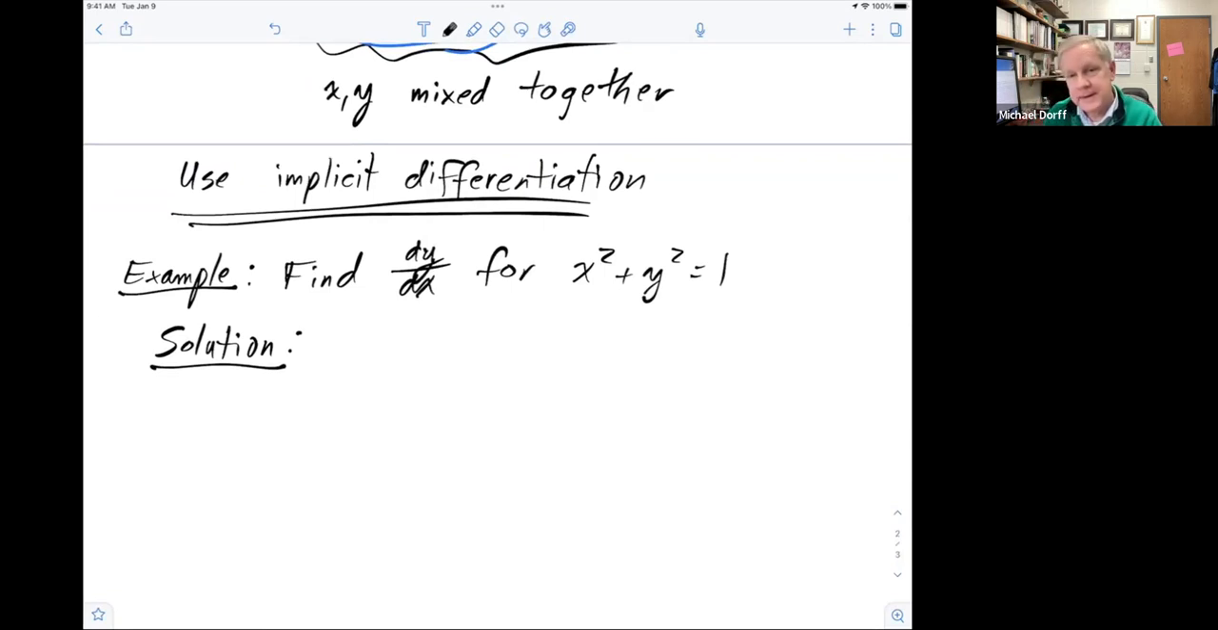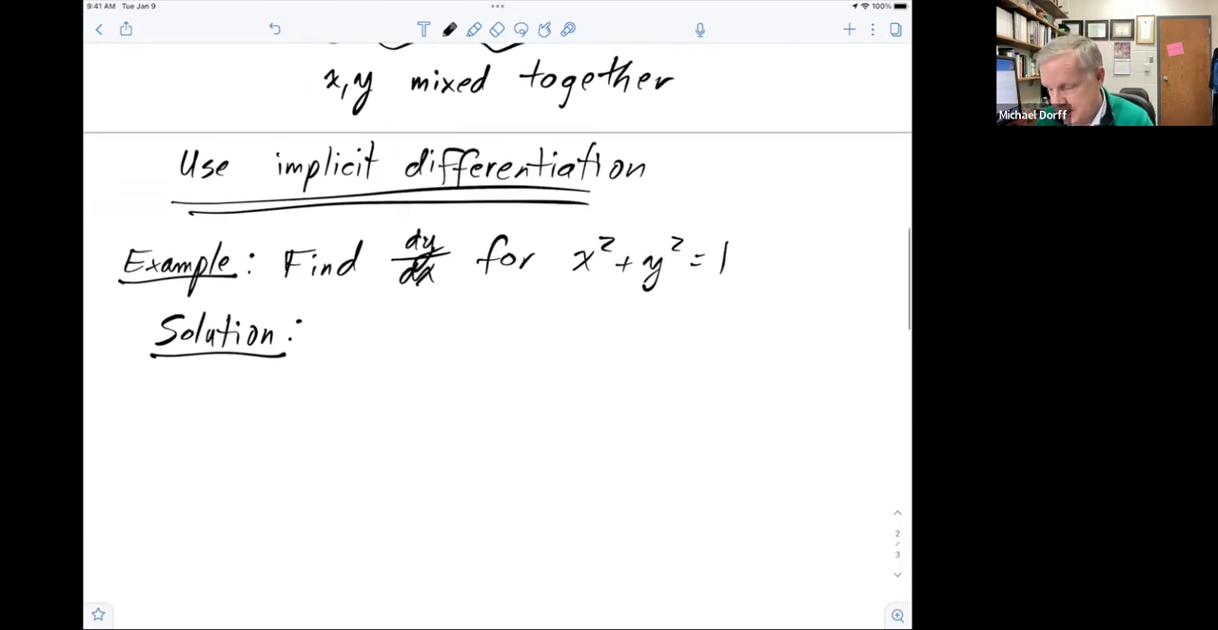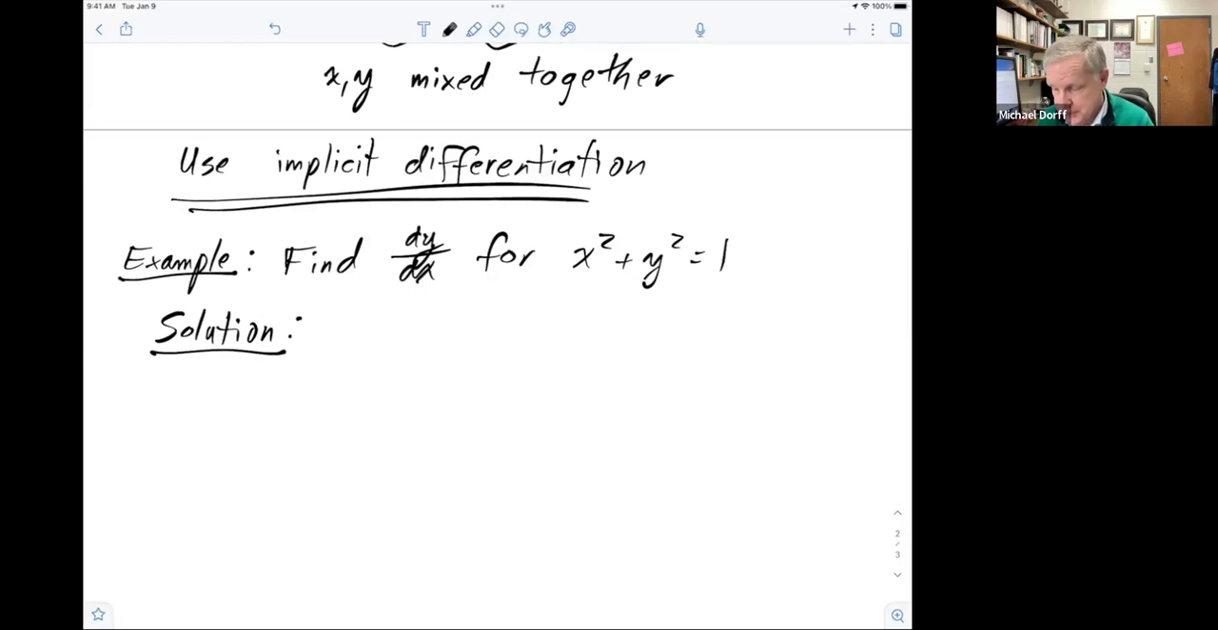And by the way, what is this equation of? What does x squared plus y squared equals 1 look like as a graph? Well, it's a circle. It's a circle centered at the origin of radius 1. And dy/dx would represent the tangent line at a point on that circle. We'll see that a little bit later after we find the derivative. I'll show that to you.